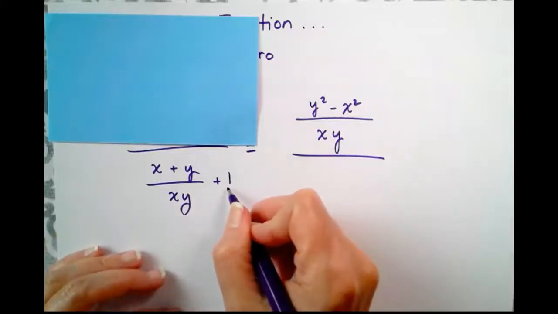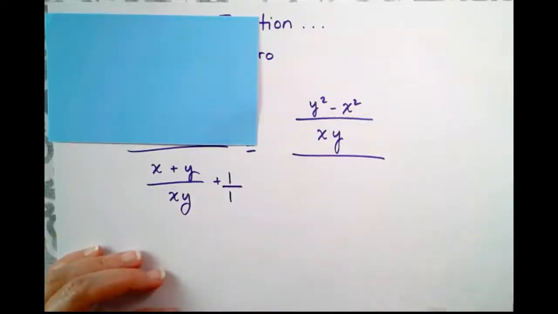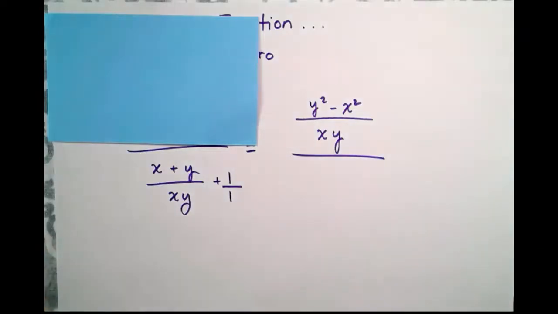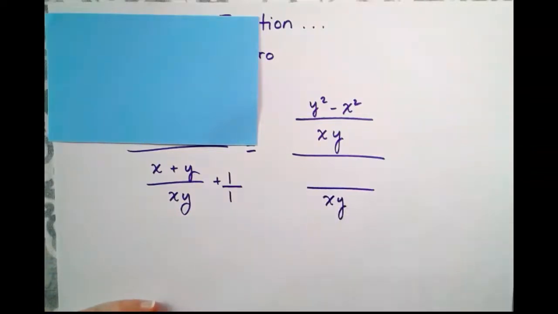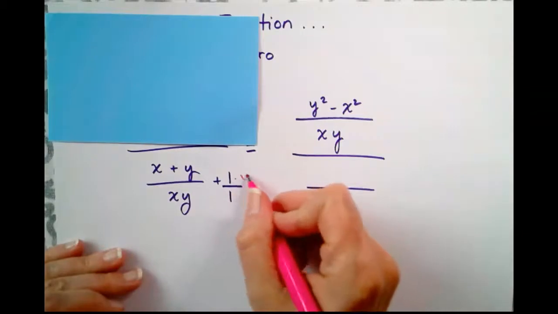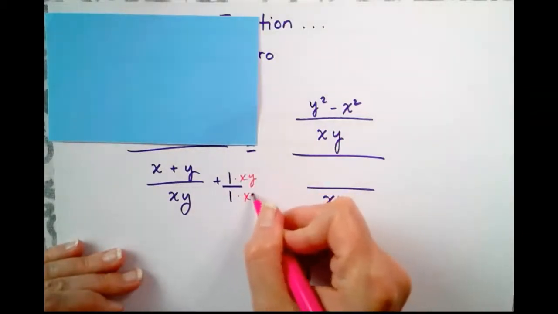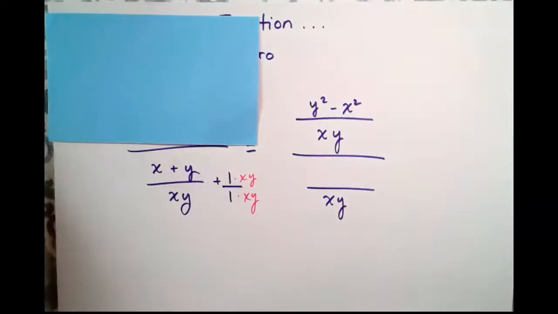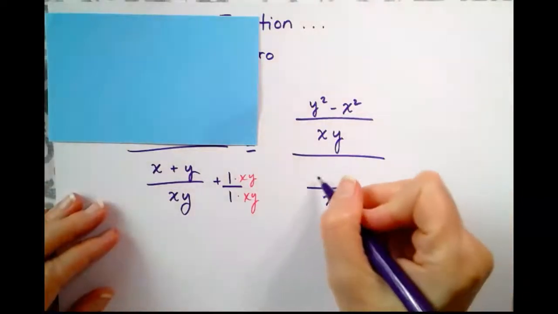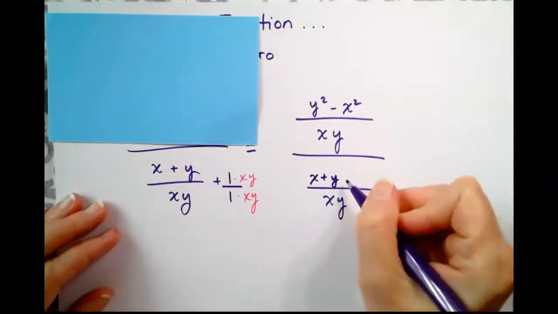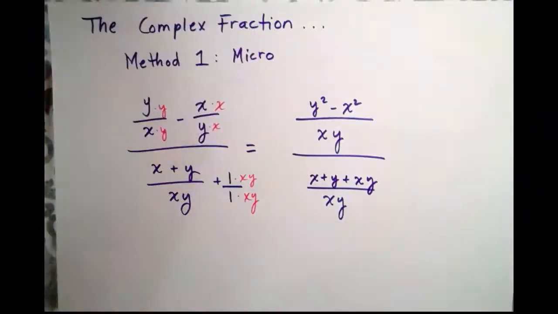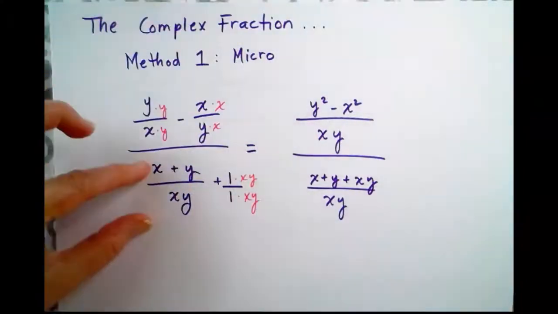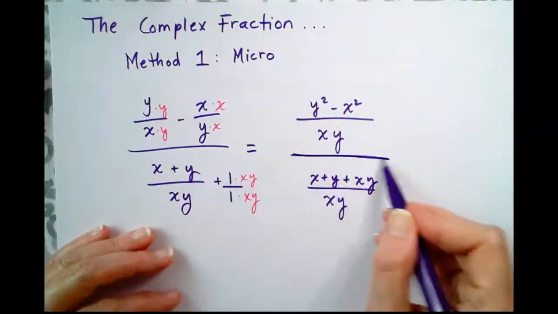Now, one thing we can do here is remember that that is 1 over 1. So we have a common denominator of xy also on the bottom. And this little guy is missing an xy. So now we've got x plus y plus xy. So there's the top, there's the bottom, and there's the division.